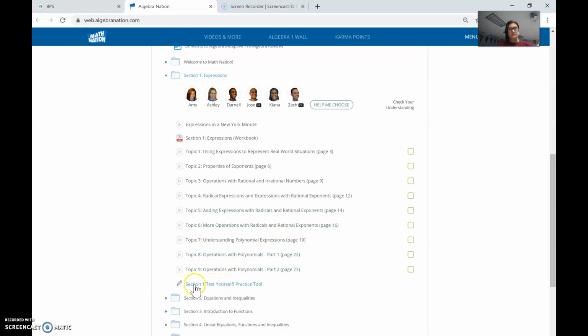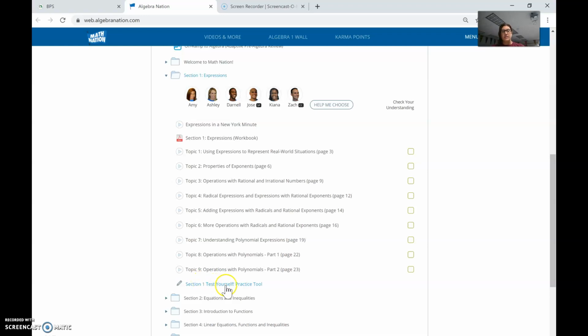Each of the sections has a Test Yourself practice tool. We'll use these when we're getting ready for the EOC. If you want to go ahead and practice with them to help you prepare for the end of unit test, it's a great idea. Each test is just 10 questions, but they are pretty difficult. They're really going to make you think. Some of them are direct, like solve this equation, easy peasy. Other ones, you're really going to have to think about.